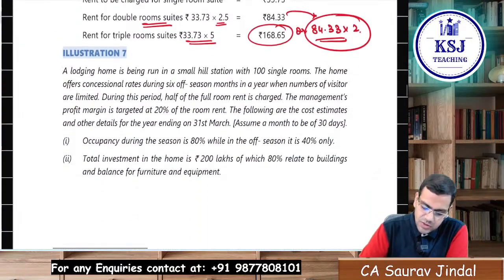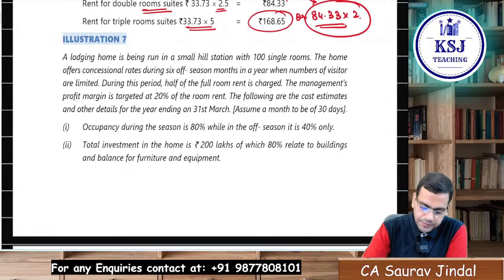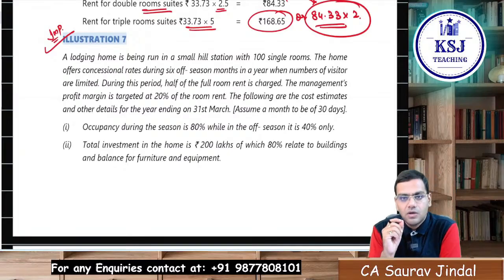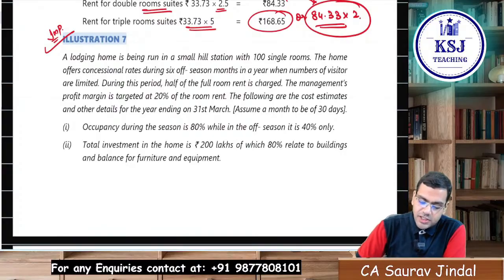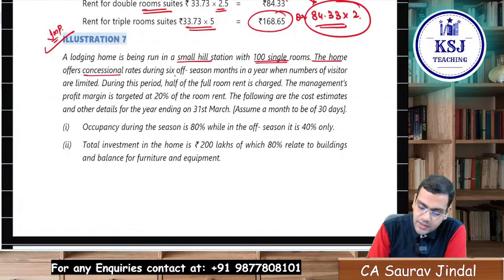Let's move on to illustration number 7 now. Another important illustration. This transport costing, hotel costing, these are very important. Hotel, hospital, transport, these are specifically important, sir. A lodging home is being run in a small hill station with 100 single rooms. The home offers concessional rates during the 6 off-season months in a year when the number of visitors is limited. During this period, half of the room rent is charged. The management's profit margin is targeted at 20% of the room rent.